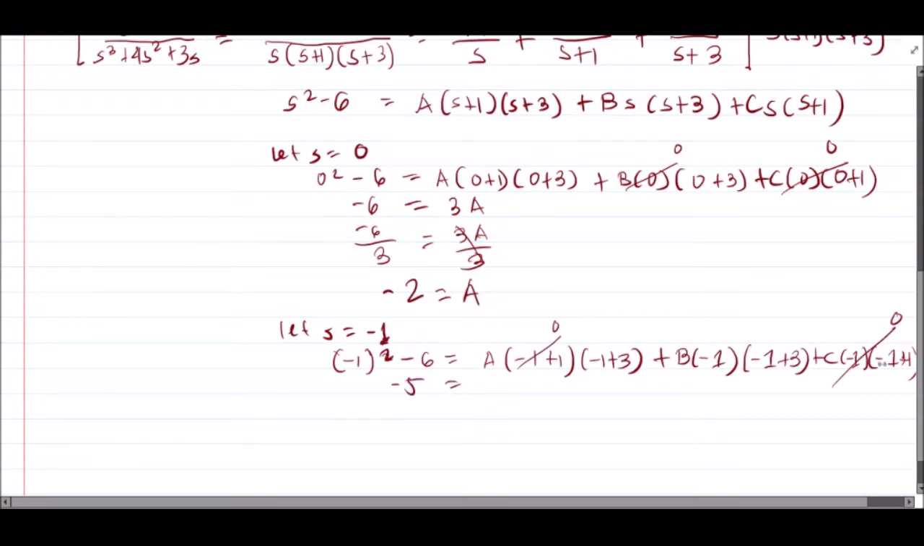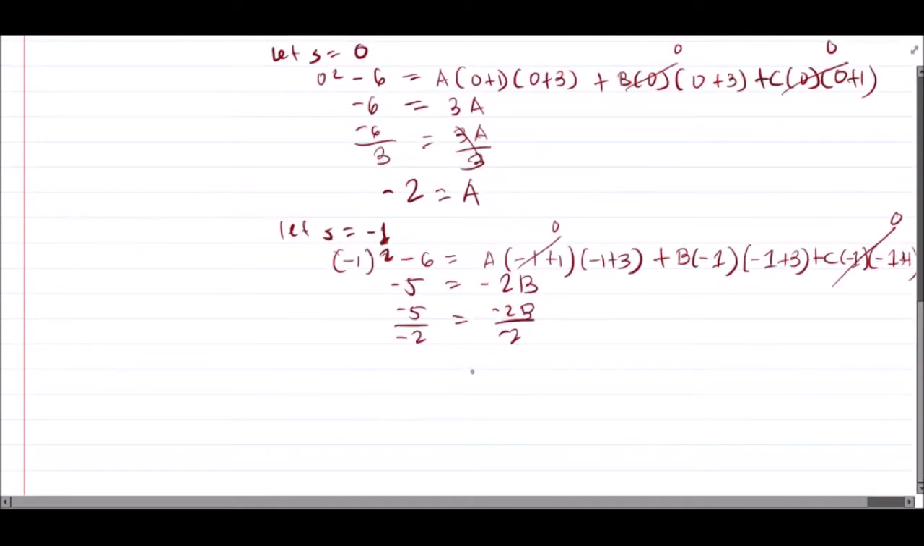So this is 0, 0, so we'll have only b. Negative 1 plus 3 will be 2, times negative 1, so that will be negative 2b. So negative 2b over negative 2 equals negative 5 over negative 2, so that we have our b as positive. So our b is equal to positive 5 over 2.